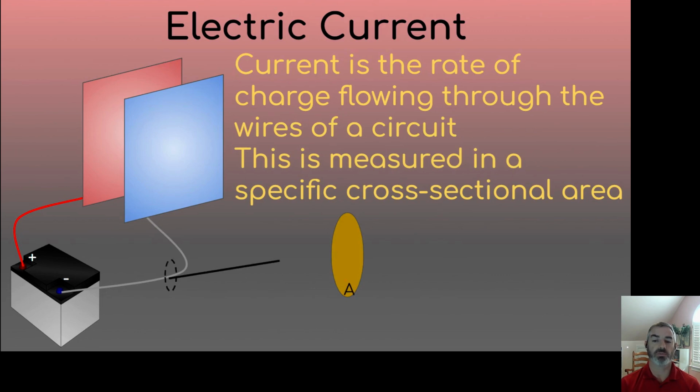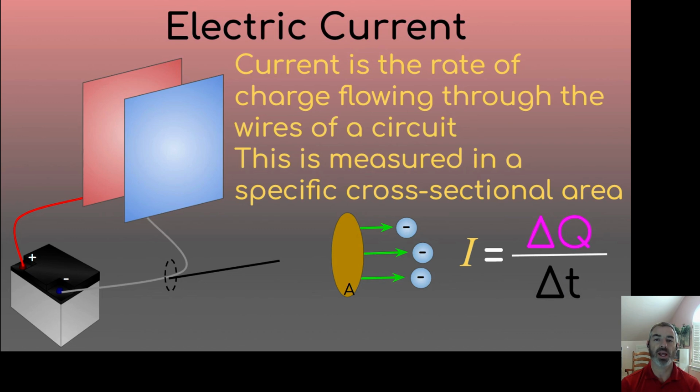So let's look at a spot right here on the negative side. And what happens is we have charge that is moving through that cross-sectional area. The rate at which the charge is going through there, that's called the current. So current is the change in charge passing through that spot divided by the time. So the rate at which charge flows through the circuit.